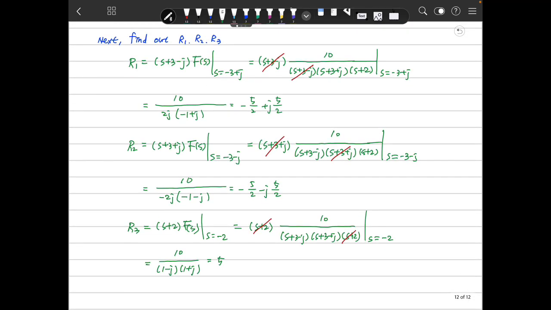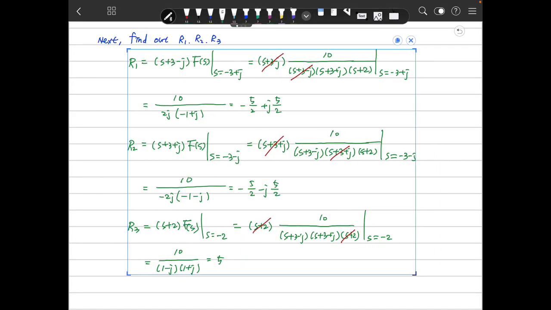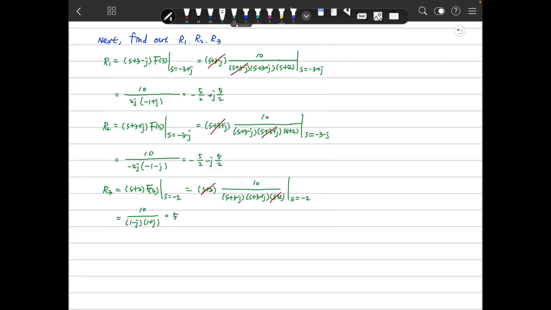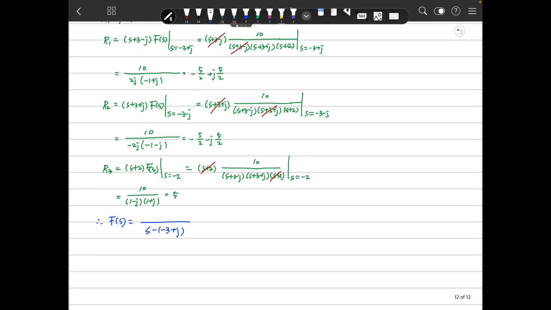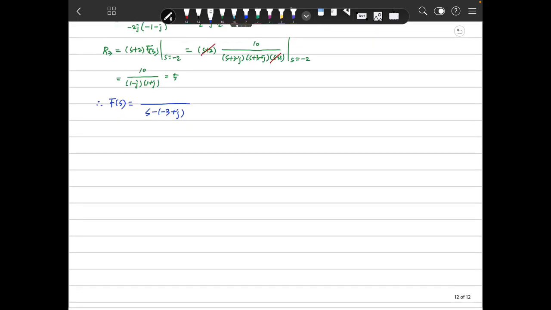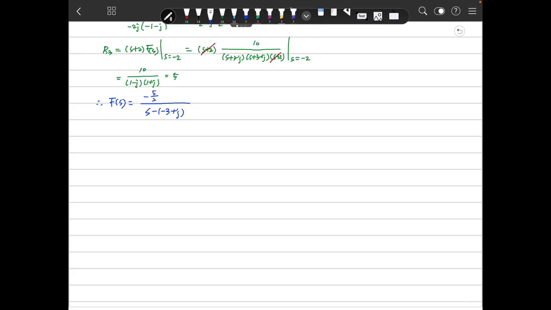so I think we need more space. Therefore F(s) will be, over s minus 3 plus j, and r1 is this, minus 5/2 plus j 5/2, and plus over s minus 3 minus j, minus 5/2 minus j 5/2, plus over s plus 2, and 5.